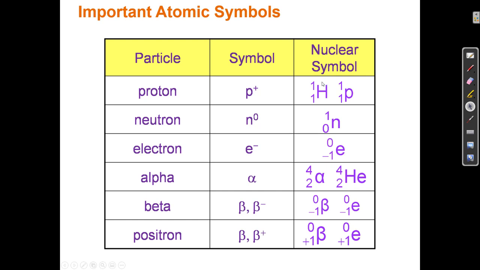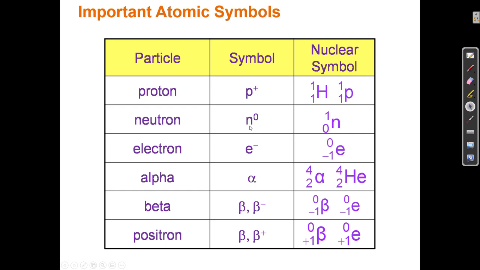And here's a way that we can represent this with a nuclear symbol. The mass of a proton is 1. And down here, this is the charge. The charge of p is plus 1. It weighs 1, and it has a plus 1 charge. Remember that we define the mass of a proton and a neutron as being equal to 1 amu. So when we say that a proton has a mass of 1, that's what we're referring to, 1 amu, and down here is a plus 1 charge.